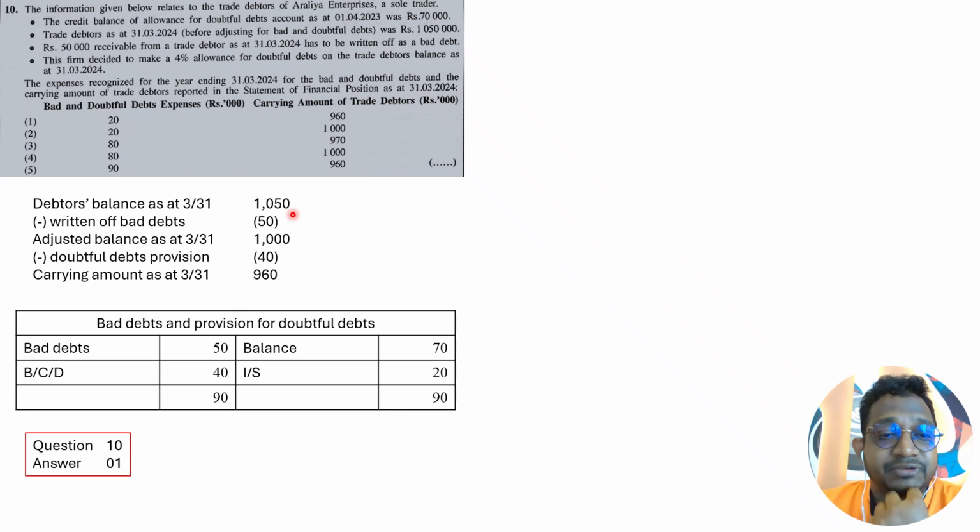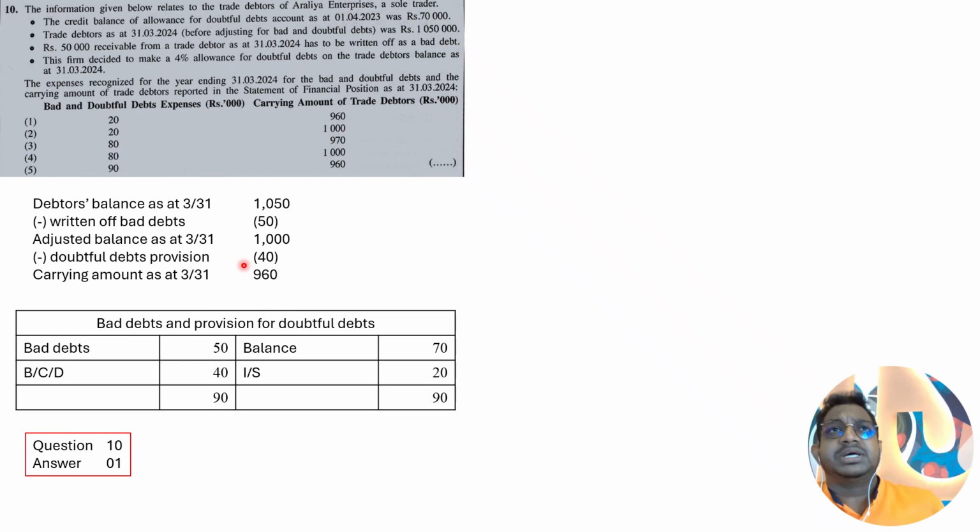From the 1,050, it says 50,000 receivable from a trade debtor as at the closing date had to be written off as bad debts. So it should be deducted from the debtors' balance. And now your adjusted balance as per the closing date is 1,000. And from this 1,000, you have to minus the doubtful debt portion, then you are getting the carrying amount of the debtors. So what does the carrying amount mean?